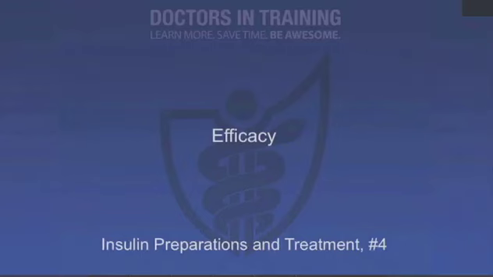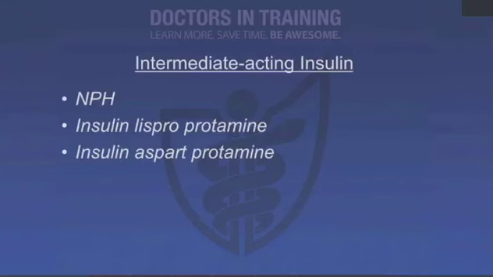So these are all given around meals, the rapid-acting or fast-acting, short-acting insulin. All of these insulin analogs, lispro, aspart, glulisine, they all have about the same efficacy as insulin. They just work in a faster time period and they work for a shorter period of time. Next we'll talk about the intermediate-acting insulin.